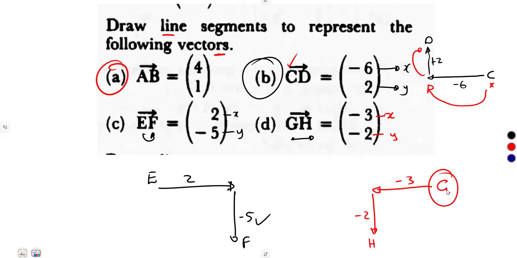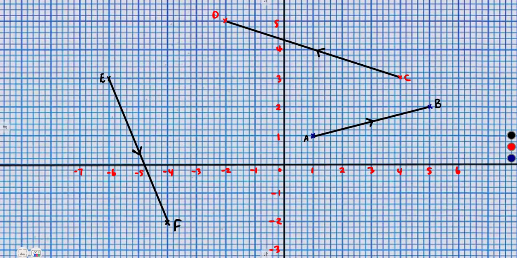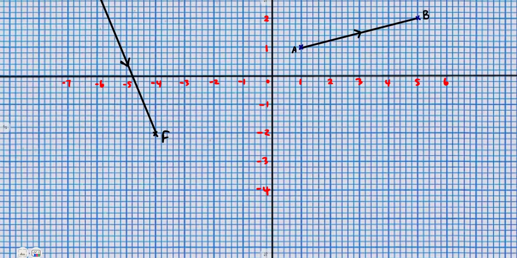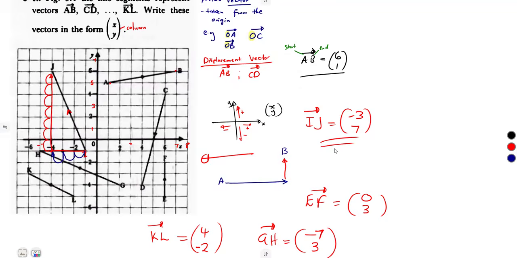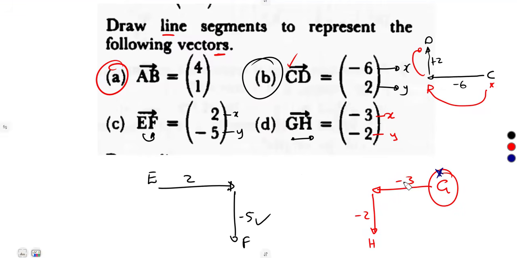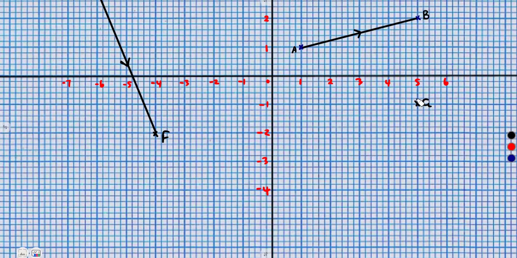So G is our starting point. You can indicate it anywhere on the graph. Let's say this is where our point G is. So from this G, we're going to move 3 units to the what? To the left. X first. 3 units. So that's 1, 2, 3.